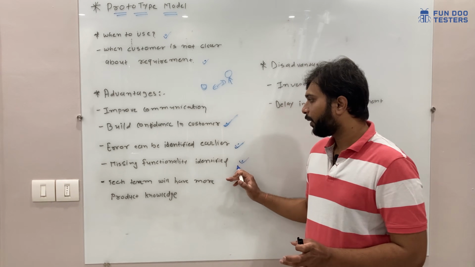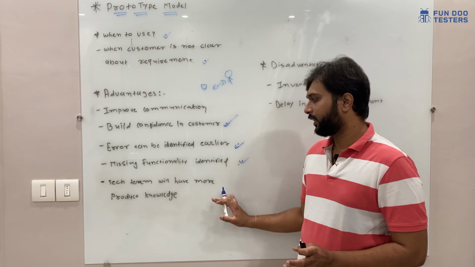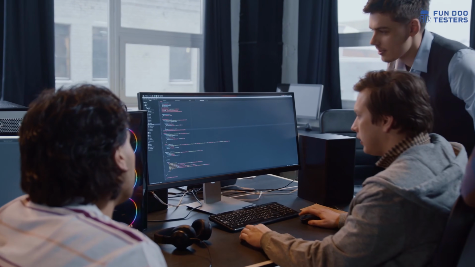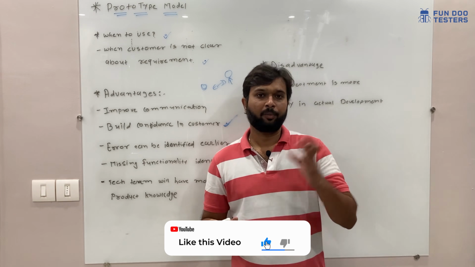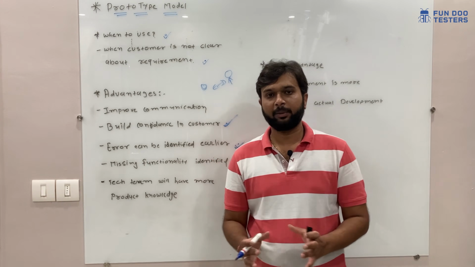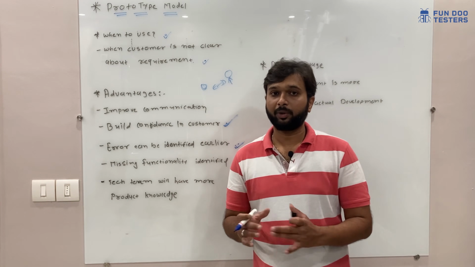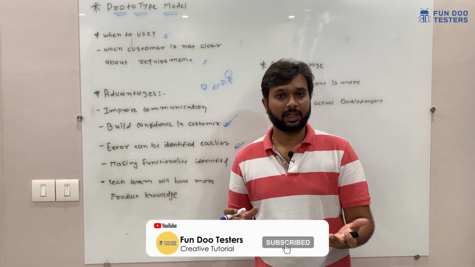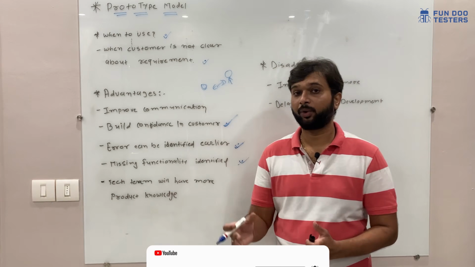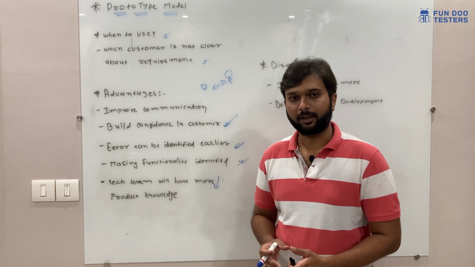Missing functionality can be identified earlier, and the technical team will have more product knowledge because they have started working on the prototype. They know the product very well from the beginning. So the tech team also will have much knowledge and confidence about the product, because they will get to know what developers are going to develop and what testers are going to test. They are ready in the prototype phase itself.